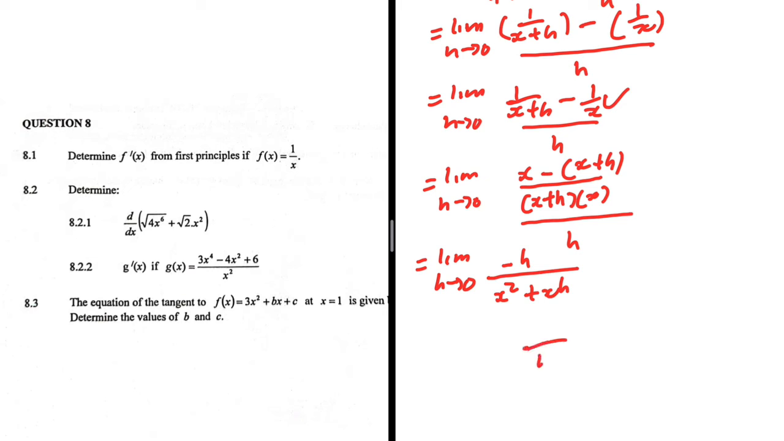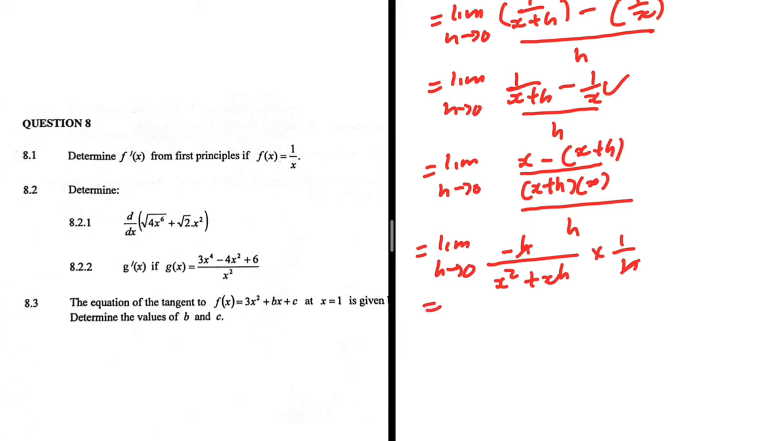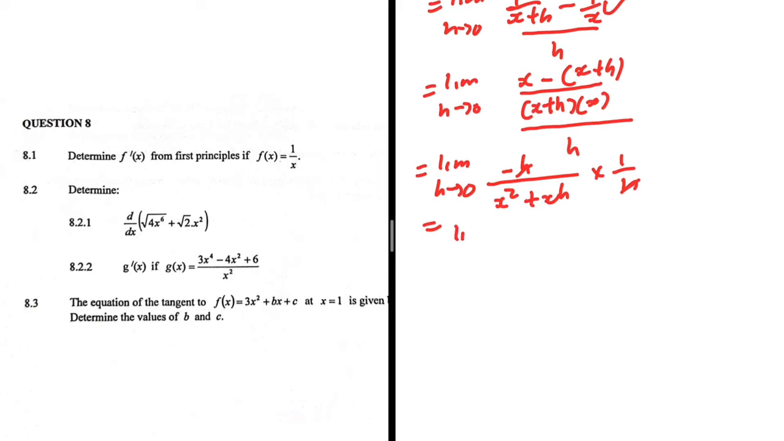Instead of dividing by h, we can multiply by 1 over h. So let's do that. So we are multiplying these by 1 over h instead of just dividing by h. Should be easy to see that h and h can cancel out. If we cancel out h and h, we are left with the limit as h tends to 0 of minus 1 divided by x squared plus xh.